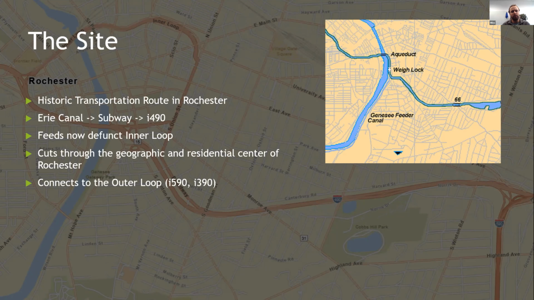It fed what was called the inner loop, which is now defunct, this central loop surrounding downtown Rochester. The main purpose of I-490 was to cut through the geographic and residential center of Rochester, to get people out from the suburbs into the center of Rochester and vice versa. Its overall connection to other highways connects to I-590 and 390, otherwise known as the outer loop of Rochester.